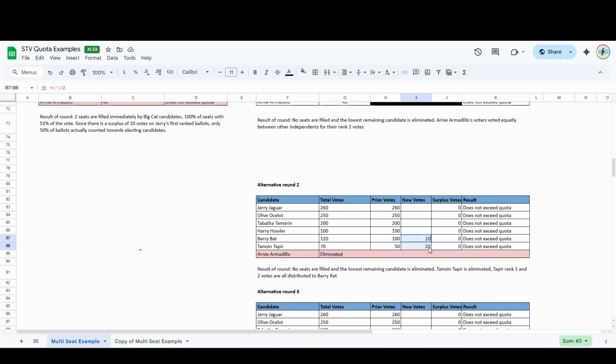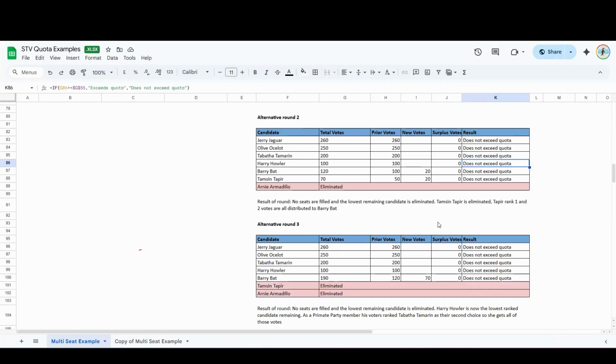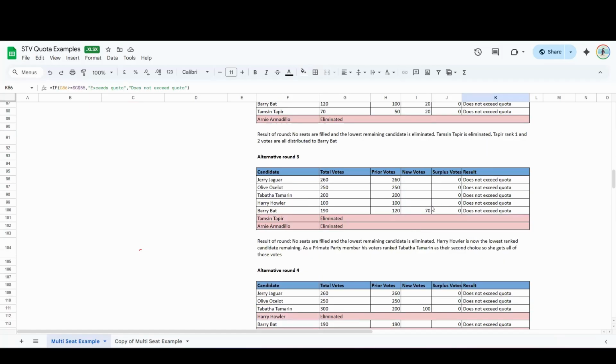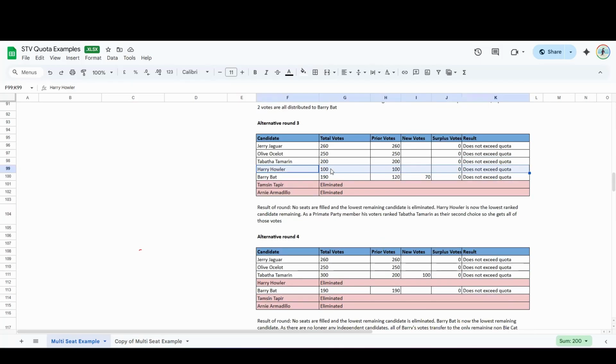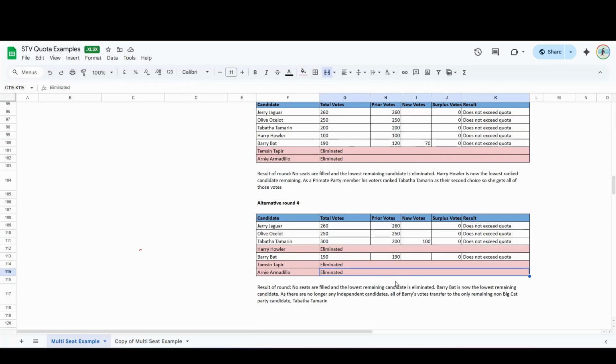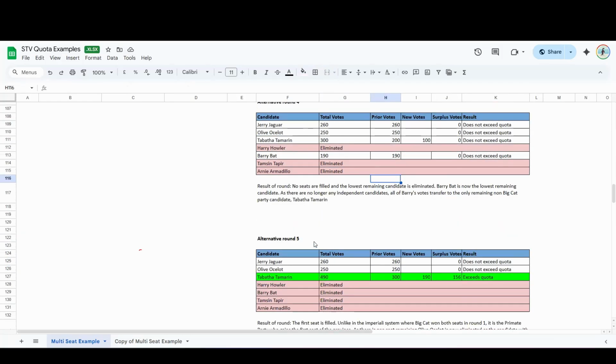All of Arnie Armadillo's second preferences get transferred to other independents. Again, no one hits the quota, so we continue on. Now Barry Batt has 190, so he's not the lowest. The lowest is now Harry, who was eliminated. But as a Primate Party candidate, all of his second choice votes go to Tabitha. Now, still round 4, no one has been elected, so we move on to round 5.